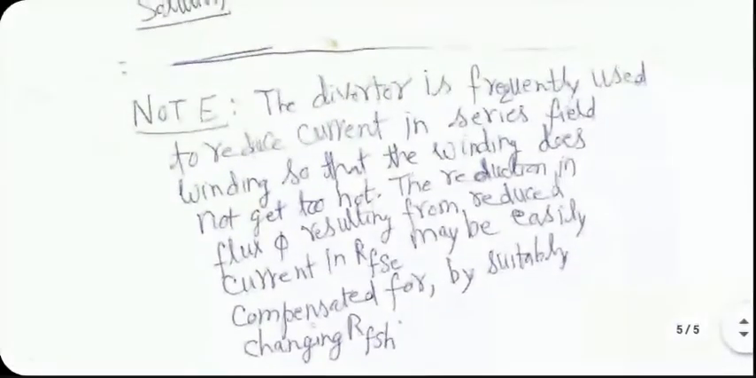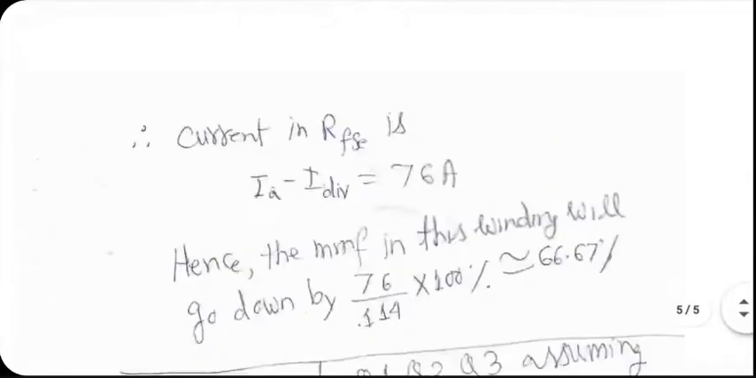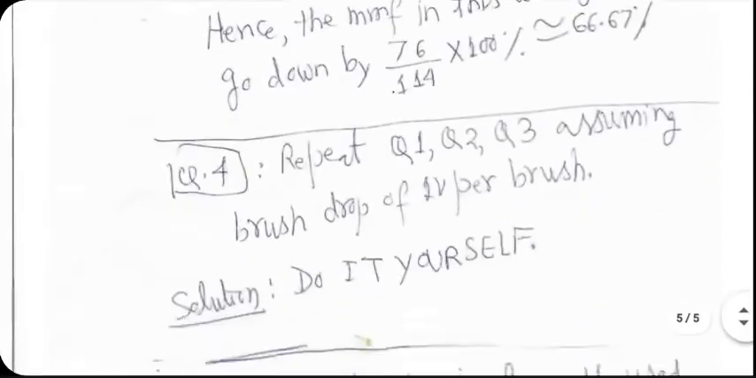Now there's a note here which you may want to read with me. The diverter is frequently used to reduce current in the series field winding so that the winding does not get too hot. This is real life. The series winding is carrying a lot of current; the parallel winding is not carrying much current anyway, so it is not an issue and will not get too hot. It is the series part which may get too hot, so you want to reduce the current going in it. That's why you put the diverter in parallel. That is what I'm telling you in the note here.